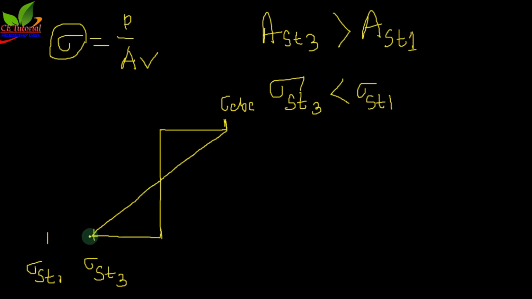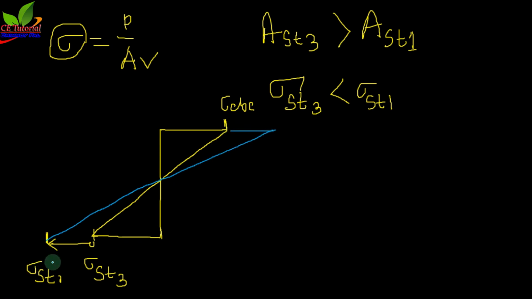Think about that. Is it possible to increase the stress of steel up to sigma ST1? Because sigma ST1 is the permissible value provided by IS 456, and sigma CBC is the permissible value of stress in concrete provided by IS 456. Is it possible to increase the stress of steel up to sigma ST1? If it is possible, then we can draw a straight line here. Let me draw it. So suppose this is the stress line.